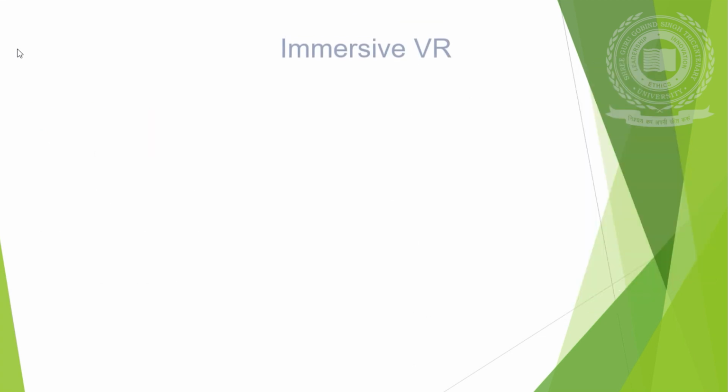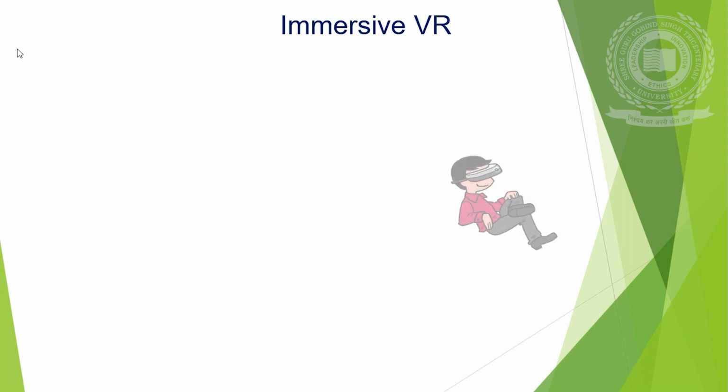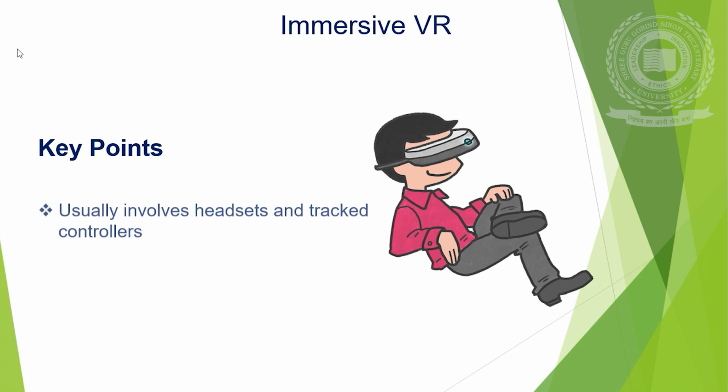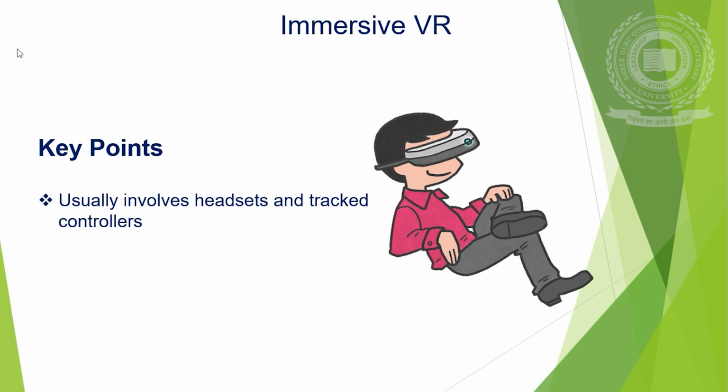Now, immersive VR. The goal of immersive virtual reality is to completely immerse the user inside the computer generated world, giving the user the impression that he or she has stepped inside the synthetic world. The key points in immersive VR are: usually involves a headset and tracked controllers, fully immerses the user in a scene, performs natural interaction. Now, augmented reality.